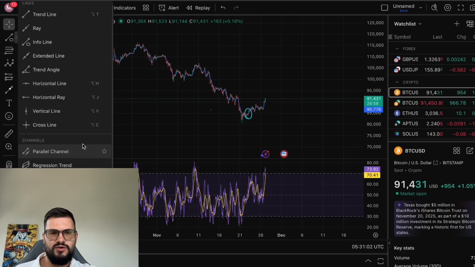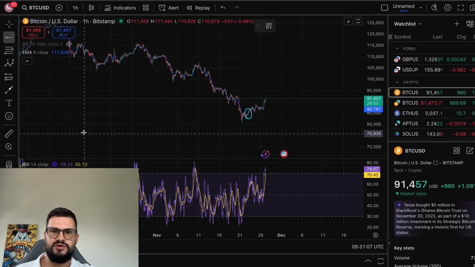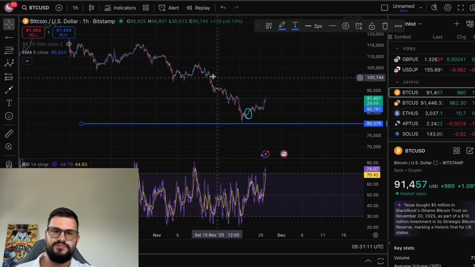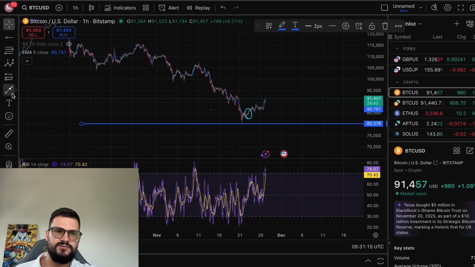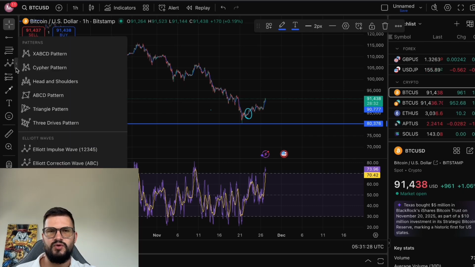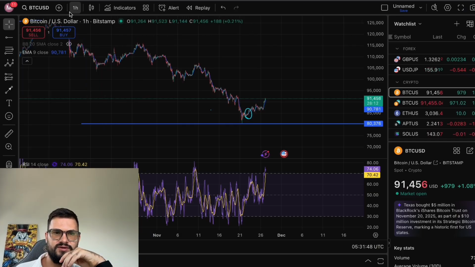The parallel channel I already showed it to you before. Then you have here a horizontal line. You can basically use it for a support zone right here. So you can see we have the support here on the horizontal line, and you can also use some of the other tools like forecast, bars pattern, projection. For me, I'm more simply using just the RSI indicator, the trend lines, the parallel channels, and the Fibonacci retracement. Those are some of my favorite tools out there. And here I already talked about it.